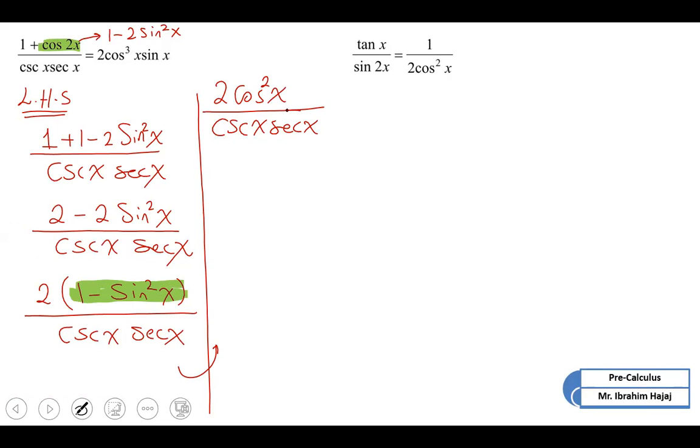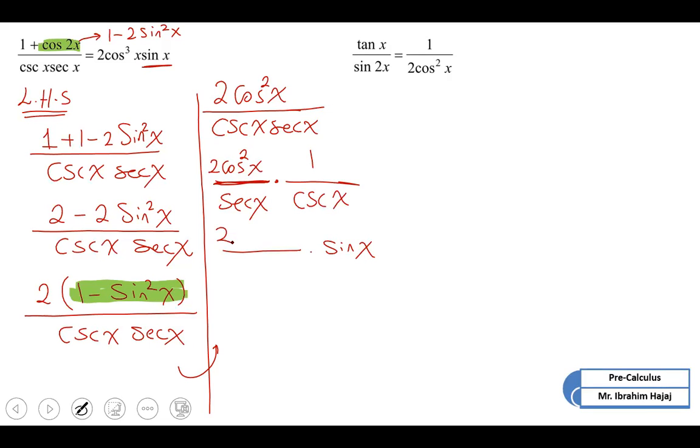Okay, let's split this fraction into the product of 2 fractions: 2 cosine squared x over secant x, you have to be smart, and here 1 over cosecant x. Why? Because I have sine x here, and to get sine, I have to write 1 over cosecant, which is sine x. Okay? So that's done.